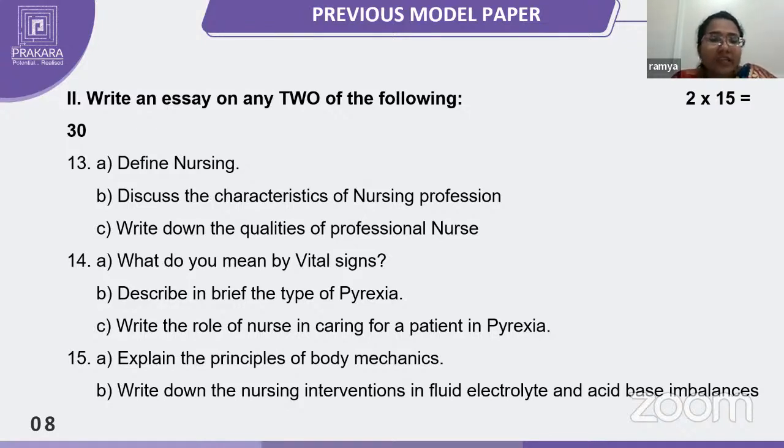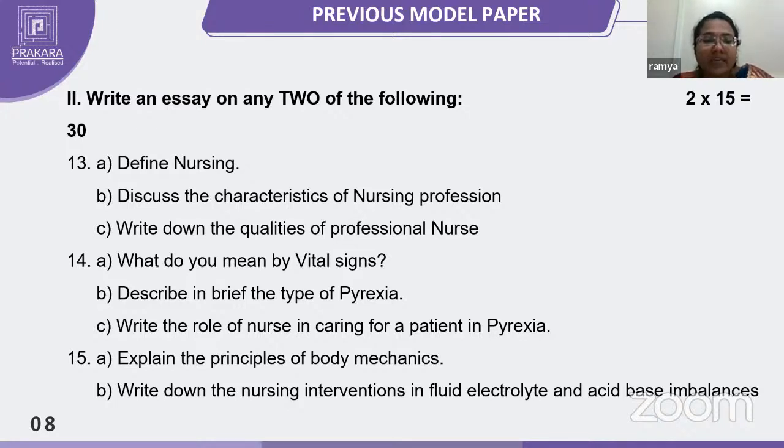Okay, when coming to the 15th question, they have asked 2 questions over here. In A they have asked to explain the principles of body mechanism. Here you should write the definition of body mechanism and what are all the principles to follow while doing any exercises or procedures, because we will be having some body mechanisms. So what are all the principles? Also you can mention it in a diagrammatic representation, and you should mention every principle with a short description.